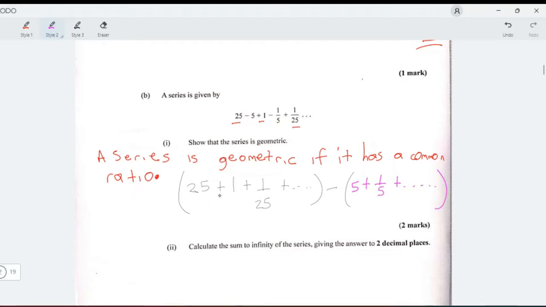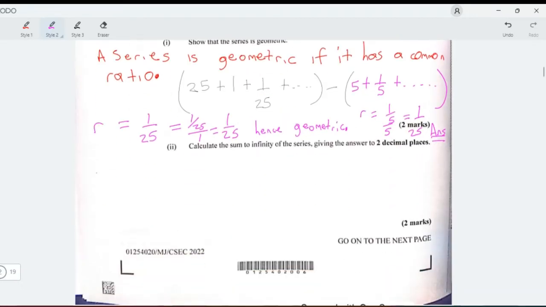Now realize from this piece, the common ratio would be 1 over 25 over 1, so this is still giving us 1 over 25. Over this side, the common ratio is 1 over 5 divided by 5, which is still 1 over 25. So that shows that, hence, it is geometric, since it has 1 constant common ratio. And the common ratio is 1 over 25. That's it.